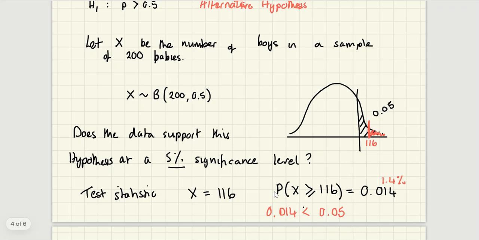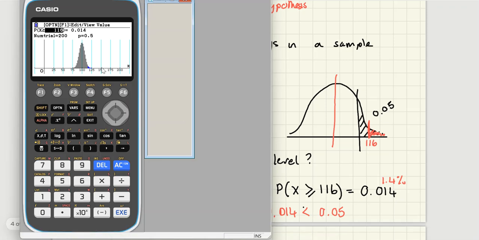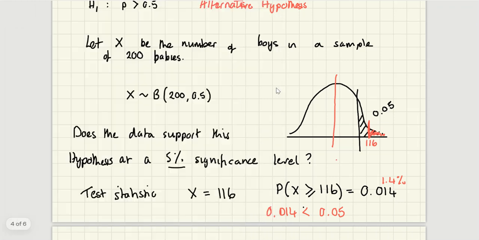What's the whole percentage? 100%. The area under the entire graph. So remember, halfway, obviously, is 50%. I've gone quite over the top here. 5% should only be a little bit. If you look at the calculator screen, look how small 1.4%, 5% would only be up here. All right. Now, we have decided that 0.014 is less than the 0.05.